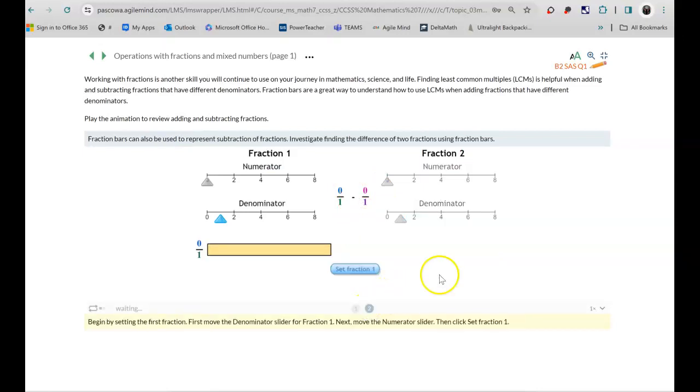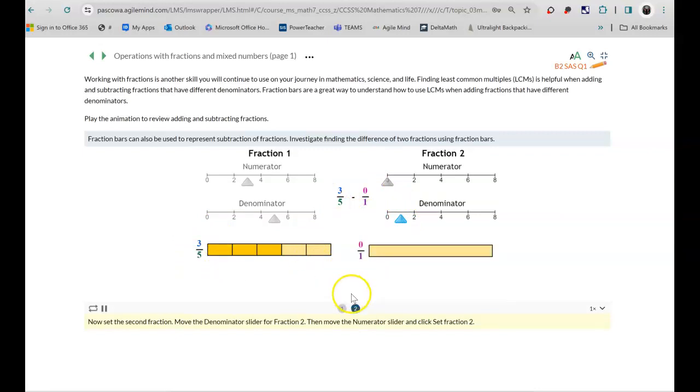And that takes me to subtraction. With subtraction, we're going to use these same fraction bars. We have to create our first fraction. I'm going to use 5 as my denominator and 3 as my numerator. So 3/5. And from 3/5, I'll set fraction 1. Got to push that button.